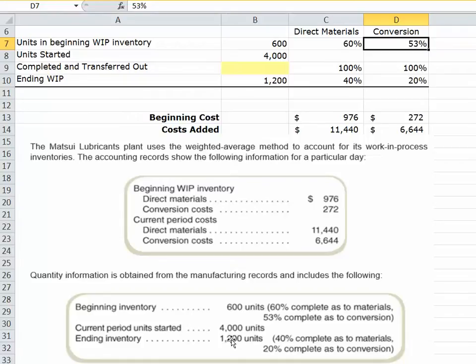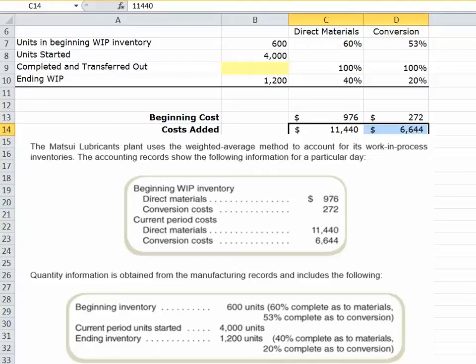Then in the current period, we started 4,000 units into production, and ending inventory was 1,200 units at 40% complete with materials, 20% with respect to conversion cost. The costs for the period: our beginning work in process had 976 in direct materials and 272 in conversion, and then we added during the period 11,440 for direct materials and 6,644 for conversion costs.